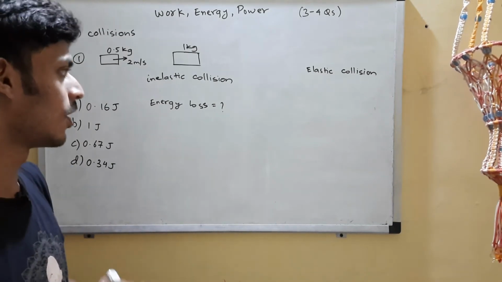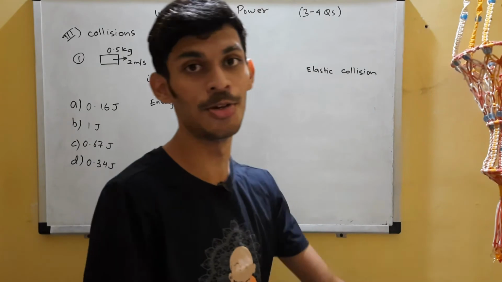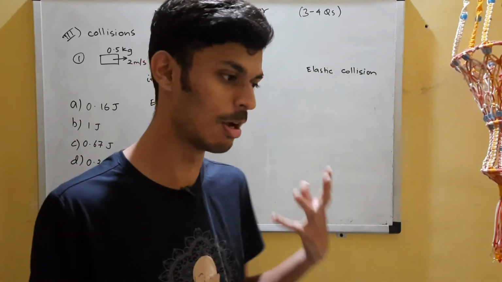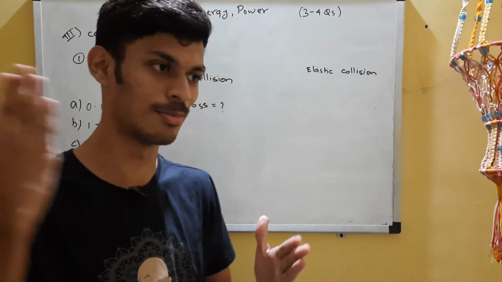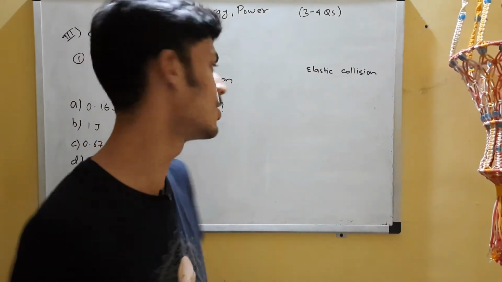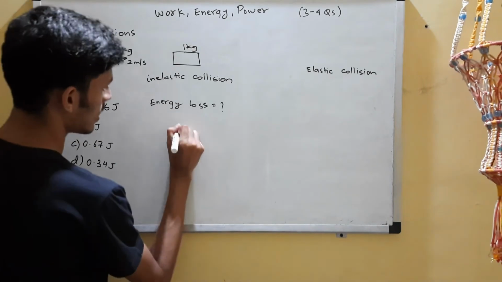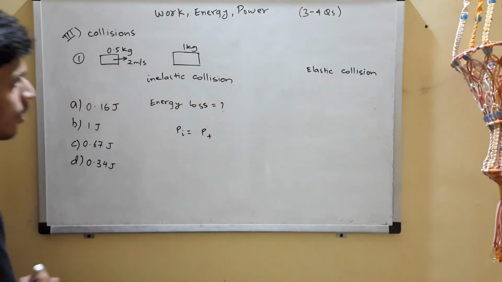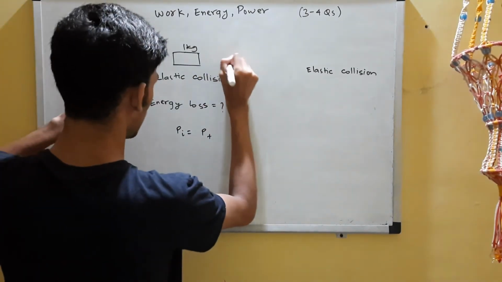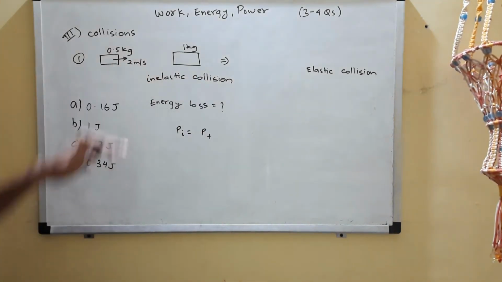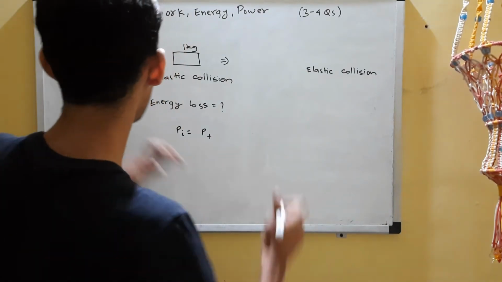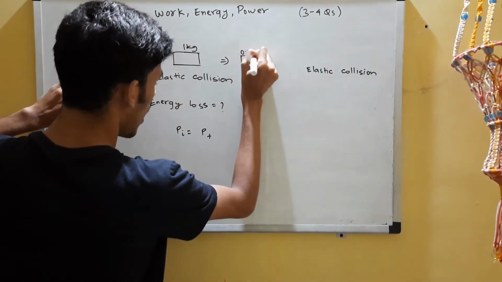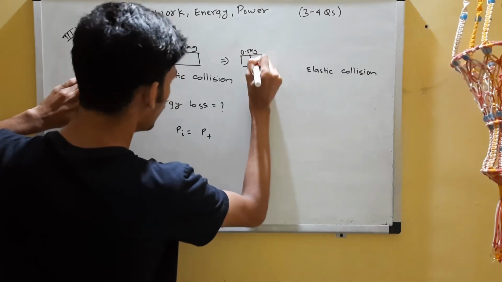First of all, what are we going to use, any guesses? Conservation of momentum. I told you in any type of collision the momentum is always conserved, right? So you'll just conserve momentum in this case. Initial momentum equals final momentum, right? So what is the final condition? You know that the collision is perfectly inelastic, which means that both of these blocks, this 0.5 kg block and the 1 kg block, will move together.